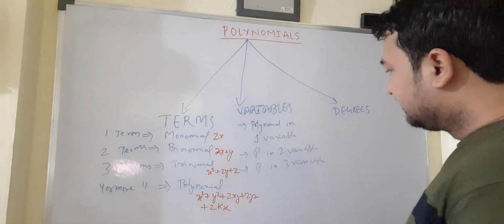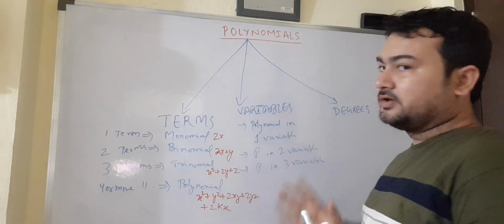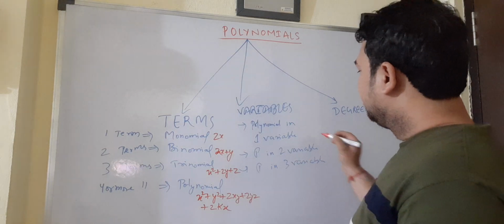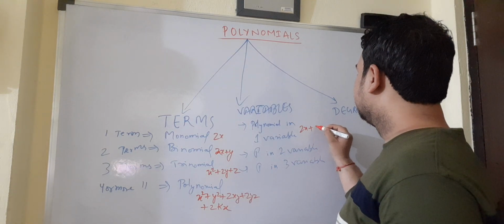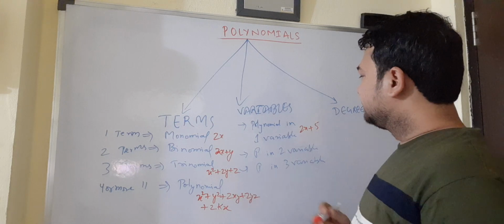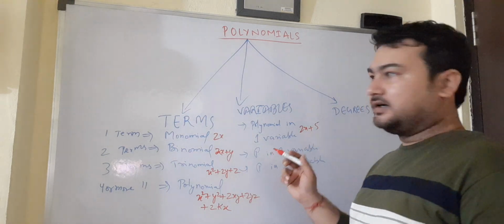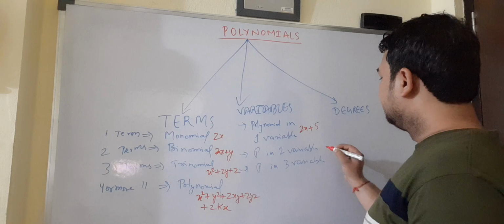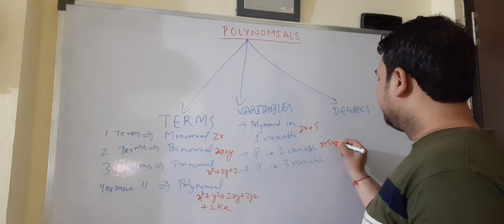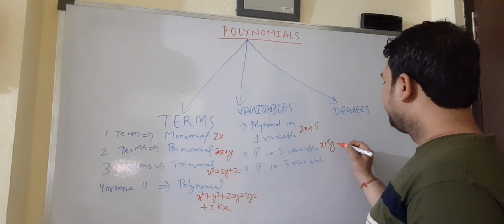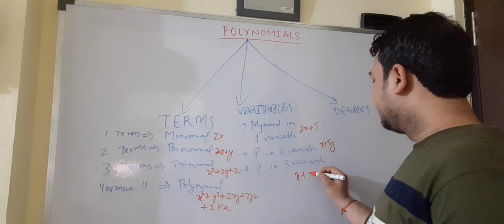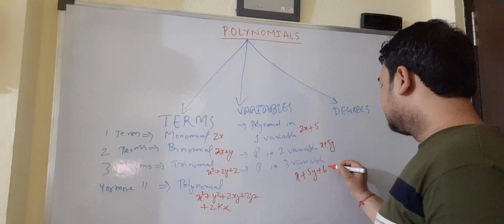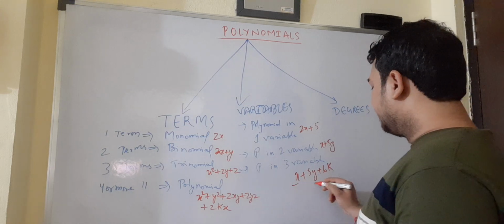Polynomials in one variable. So variable should be 1. It does not depend on the number of terms. Number of terms can be any number. 2x plus 5. This is a polynomial, and here only one variable is there. 2 variable, x plus 5y. 3 variable, x plus 5y plus 6k. So here we have 3 variables.